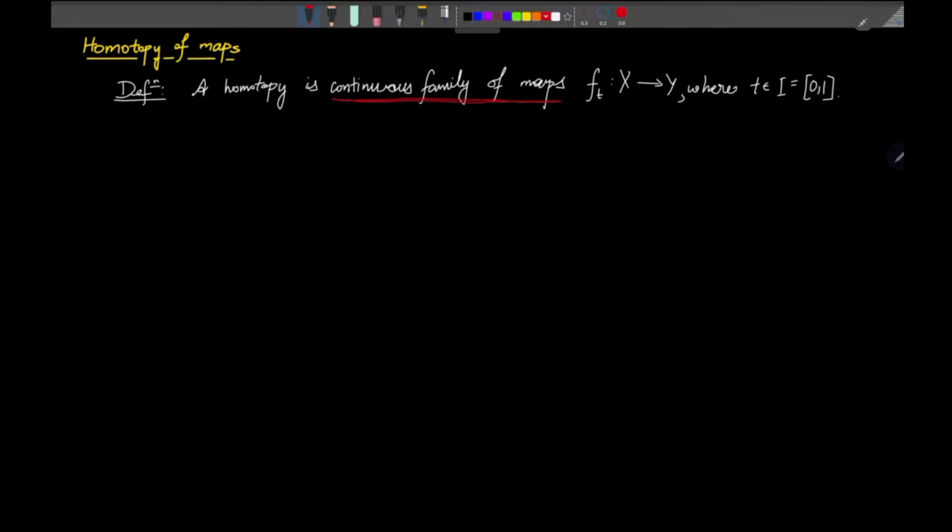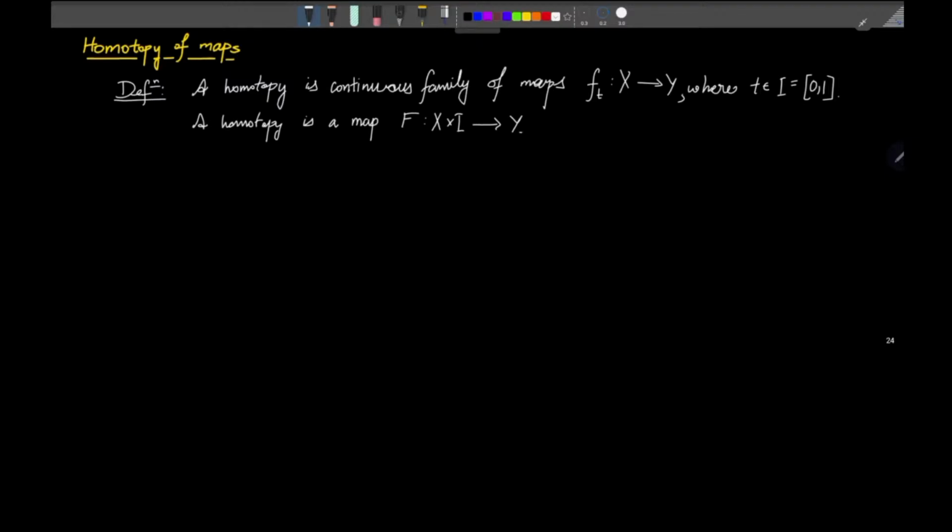We know what a continuous map is. A continuous map is one for which an open set in the codomain has a pre-image which is also open in the domain. But what exactly is a continuous family of maps? Well, for that you can come to the other definition, which is a bit more precise about its terms. A homotopy is just a single continuous map f from X cross this generic interval I to Y, where this X and this Y are the same as this X and this Y.